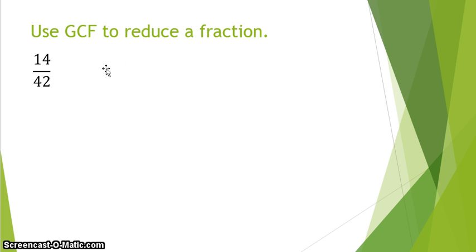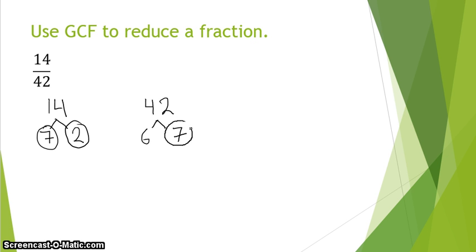I can use greatest common factor to reduce a fraction. So first I need to know what that greatest common factor is between the numerator and the denominator. So I can do prime factorization for 14 and for 42. I'm going to break down 14. We just did it on the last slide. That's 7 times 2. Both of them are prime. And then 42, I can divide it by 7. So it's 6 times 7. 7 is prime. And then I can break 6 down into 2 times 3. 2 is prime and 3 is prime.